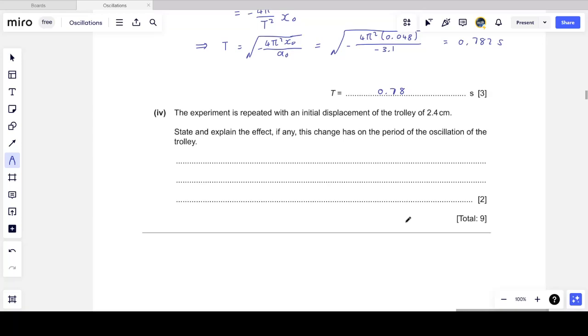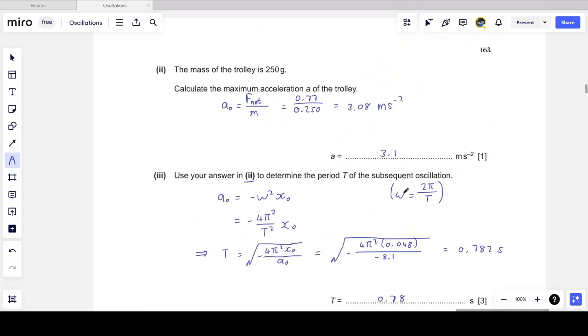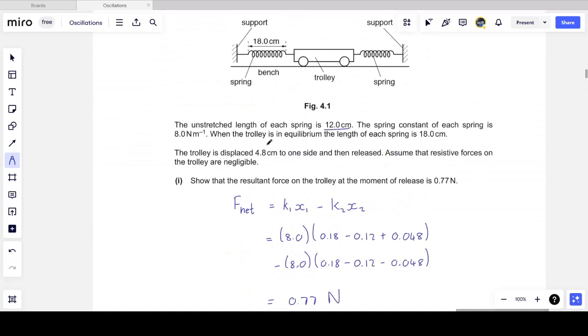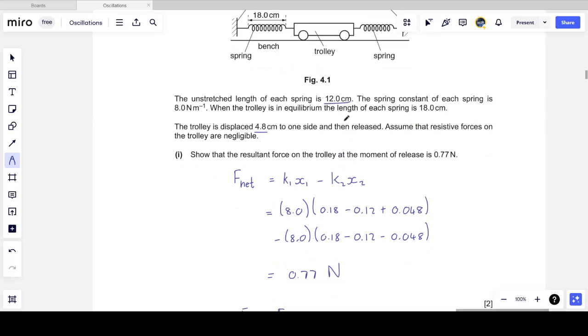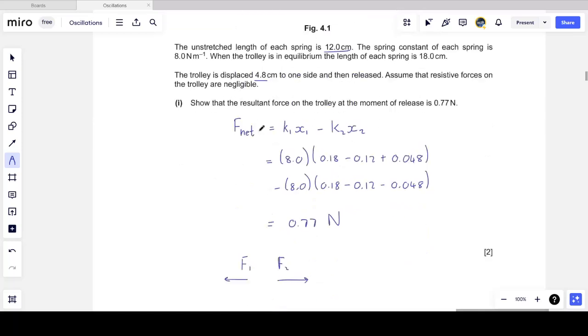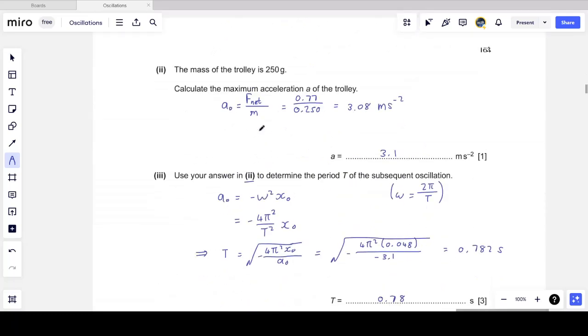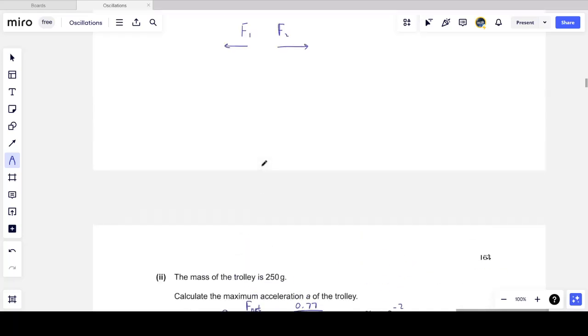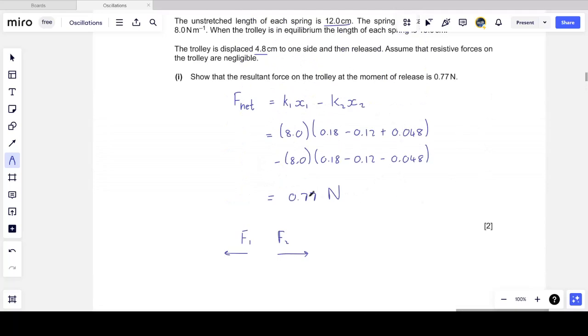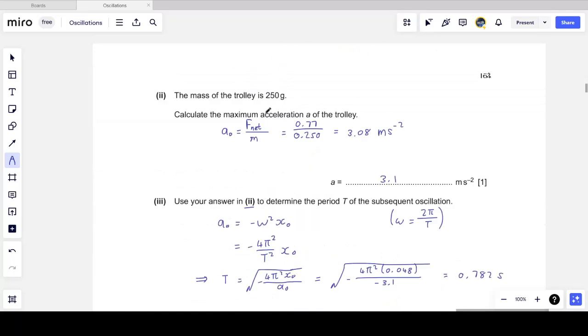Well, what I can see is I'm changing the initial displacement to 2.4 centimeters. The initial displacement originally was 4.8 centimeters, so I'm halving the initial displacement. What this means is the net force will be halved. If I look at this equation, I wouldn't have to calculate the net force again. I can simply see that since I'm halving the displacement, I'm halving the net force, since the net force is proportional to the extension.